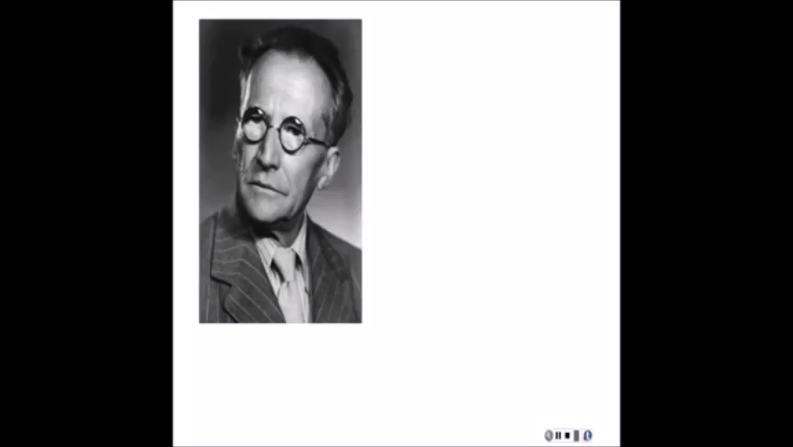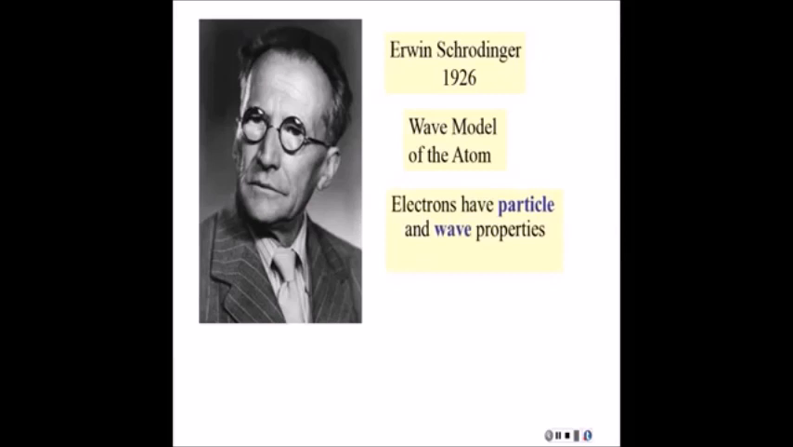So now we come into really the modern atomic theory, which has been around since about 1920 or so. The first person we're looking at here is Erwin Schrödinger, 1926. He proposed a wave model of the atom. And in this model of the atom, electrons have properties similar to light.